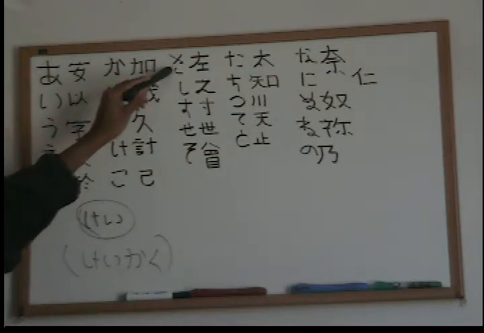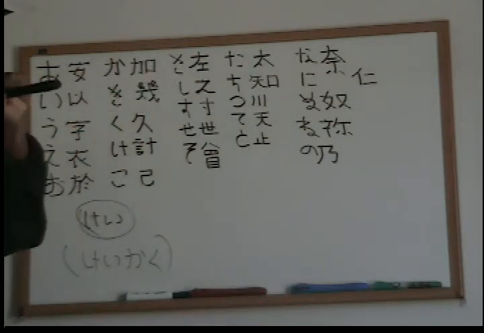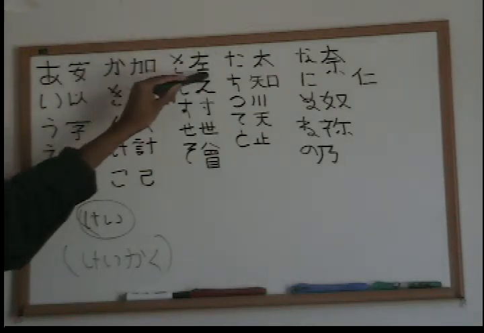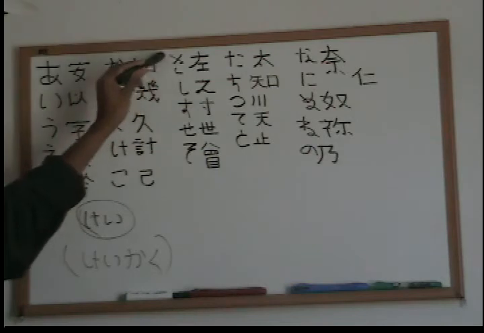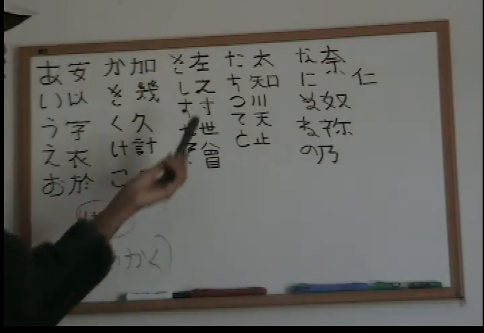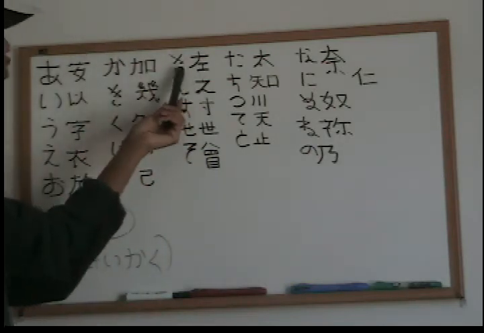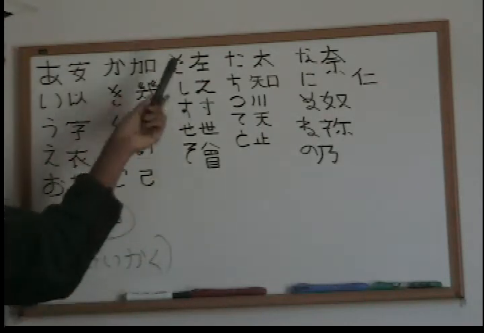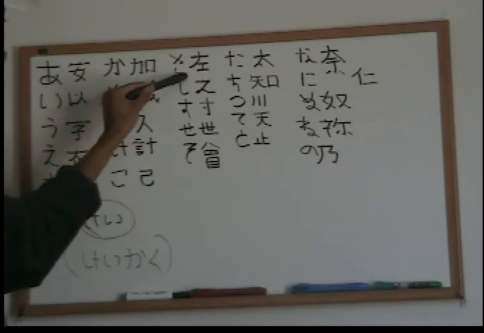Sa. Okay. This character, it means left, like left side. Now, Japanese they say hidari for left, hidari. In Chinese, they say zuo. So I don't know how. Sa.